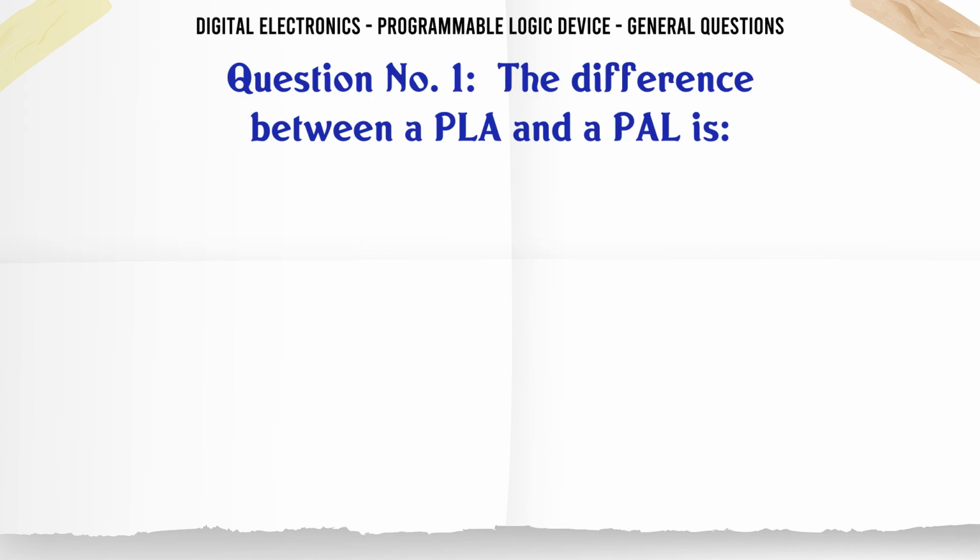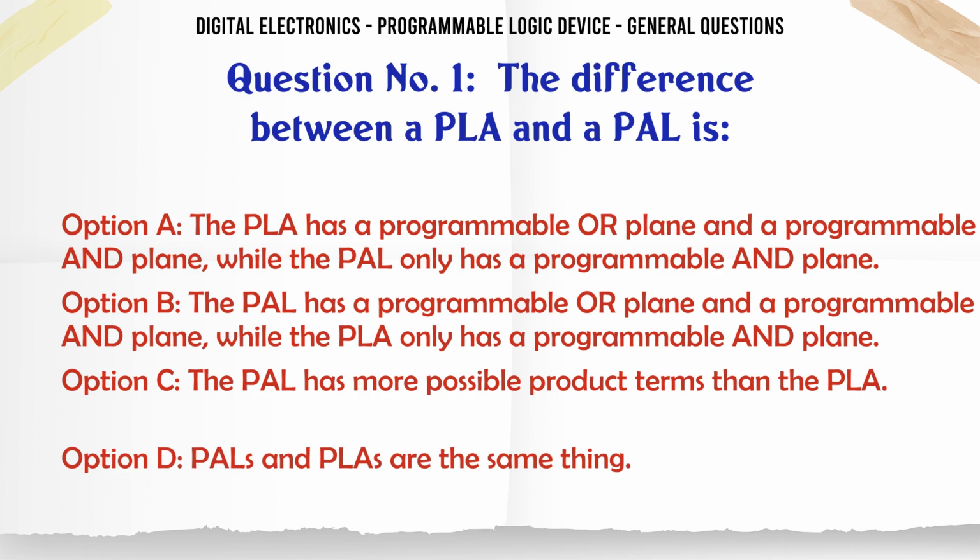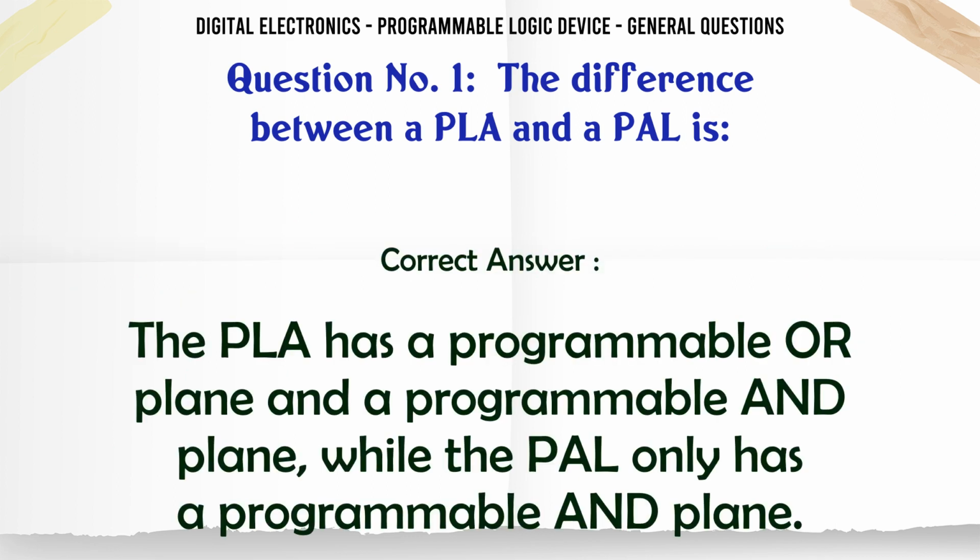The difference between a PLA and a PAL is: A. The PLA has a programmable OR plane and a programmable AND plane, while the PAL only has a programmable AND plane. B. The PAL has a programmable OR plane and a programmable AND plane, while the PLA only has a programmable AND plane. C. The PAL has more possible product terms than the PLA. D. PALs and PLAs are the same thing. The correct answer is: the PLA has a programmable OR plane and a programmable AND plane, while the PAL only has a programmable AND plane.